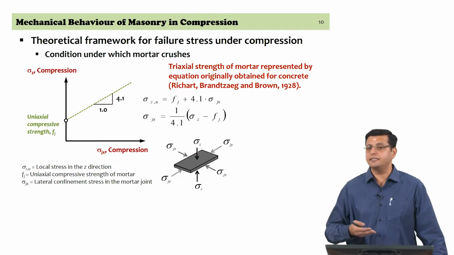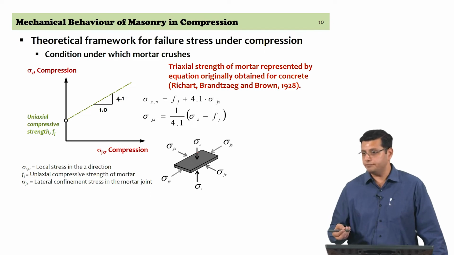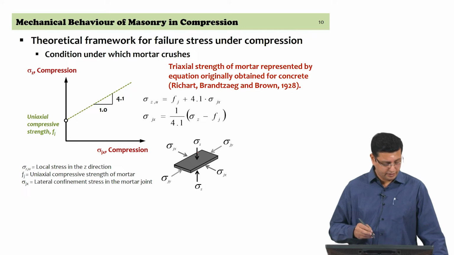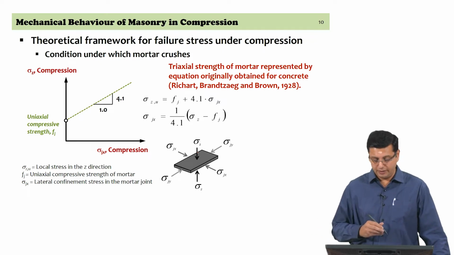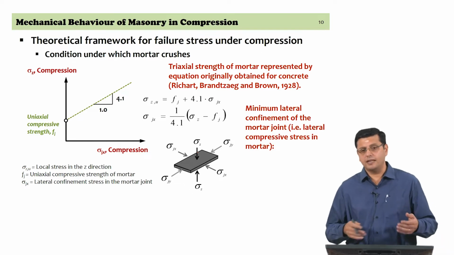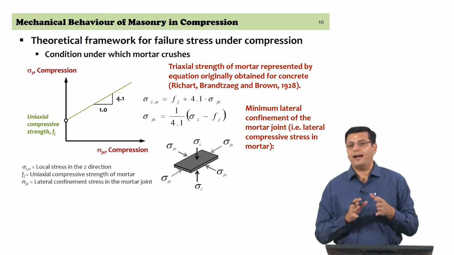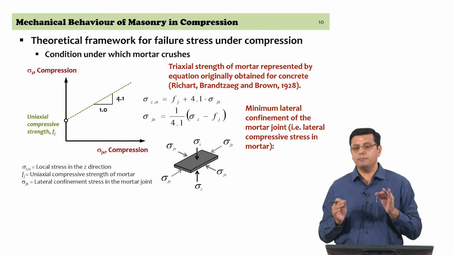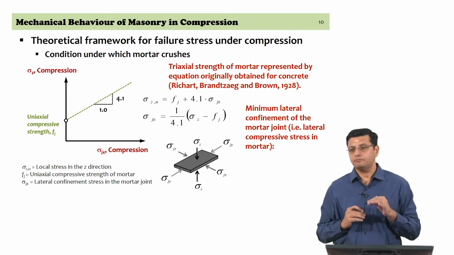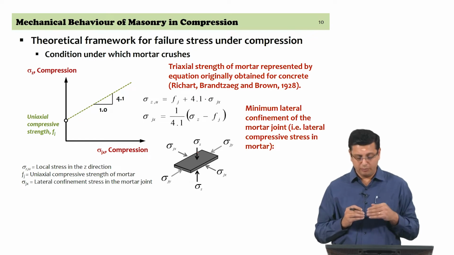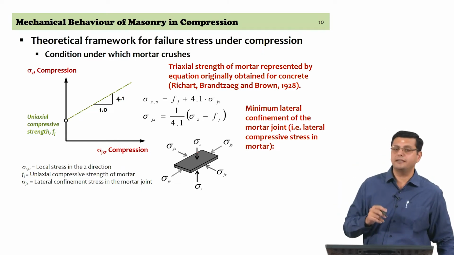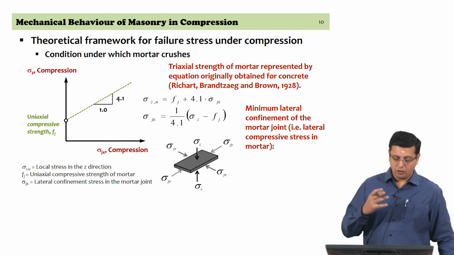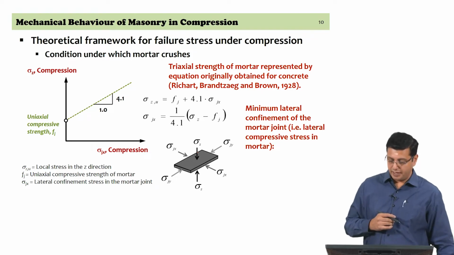We are interested in rewriting this in terms of the stress in the joint, and therefore, it is just rewritten in terms of sigma jx with the knowledge of the uniaxial compressive strength of the mortar joint material itself. So, this last expression is telling us, at the point of failure, how much minimum lateral confinement is available to the mortar joint just before failure. So, sigma jx is the lateral compressive stress in the mortar. This expression, in terms of the uniaxial compressive strength and the stress in the z direction, which is what we want to establish for the failure of the masonry assembly, is written in terms of sigma jx.